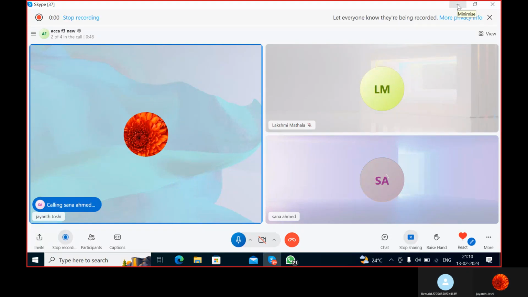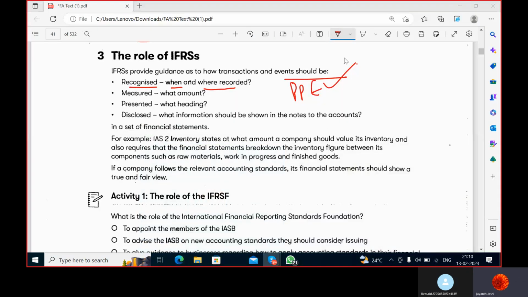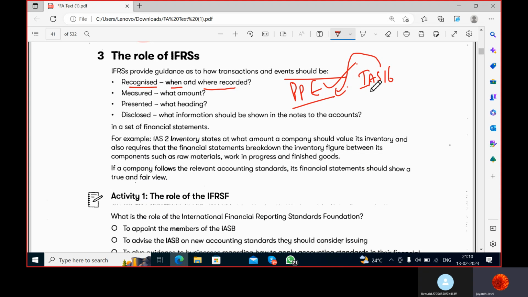Yes, sir. I was asking, if I write something in front of you, property, plant and equipment, there's a standard called International Accounting Standard 16. What does International Accounting Standard 16 give guidance on? It tells you how to recognize. That means it tells you about the recognition criteria. What does it tell you?